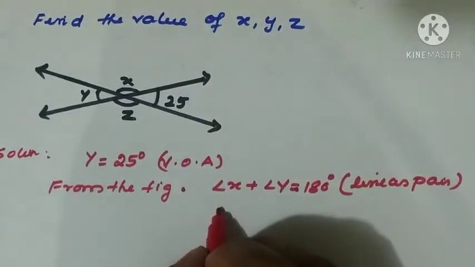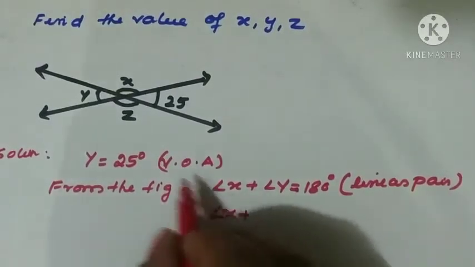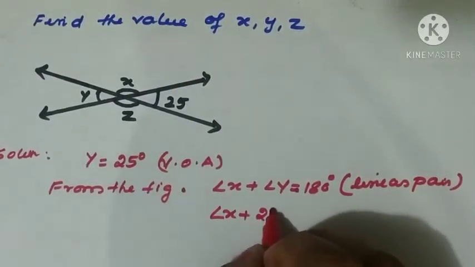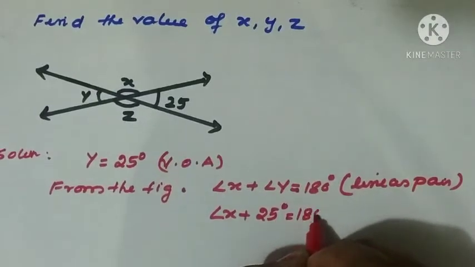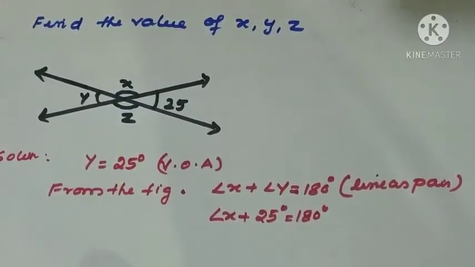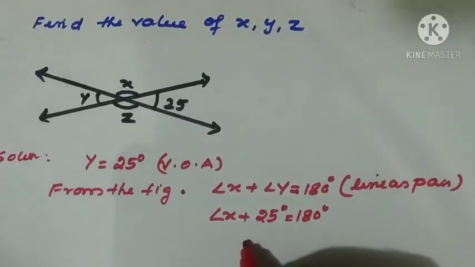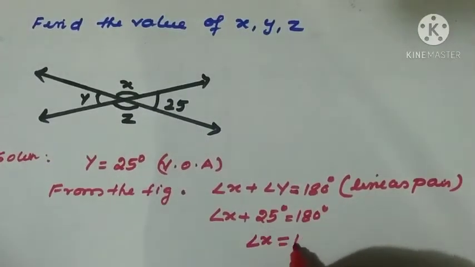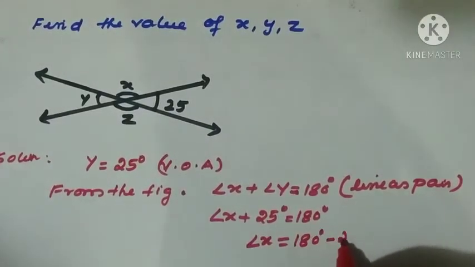Okay, in that angle x we don't know, but angle y we got 25 degree only. So it is equal to 180 degree. That is angle x plus angle 25 degree equal to 180 degree. We substitute the values for y. Now what is angle x? 180 degree minus 25 degree.